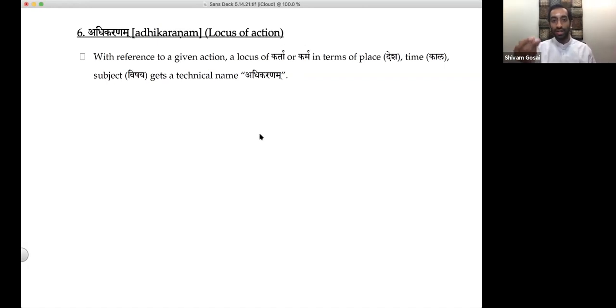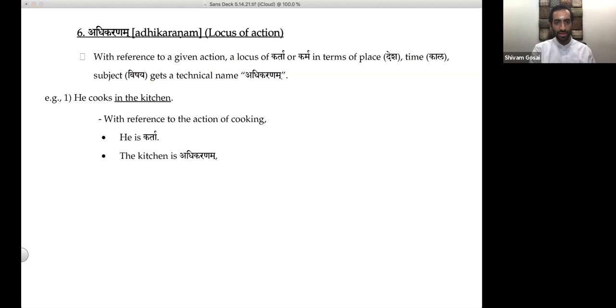So with reference to a given action, a locus or location of karta or karma in terms of three things: in terms of place, desha, time, kala. Third is subject, vishaya. So we'll see an example for each of these. For example, he cooks in the kitchen. With reference to the action of cooking, he is the karta because he cooks. He cooks where? In the kitchen. So the locus of the action, or locus of the karta or karma technically, is in the kitchen.